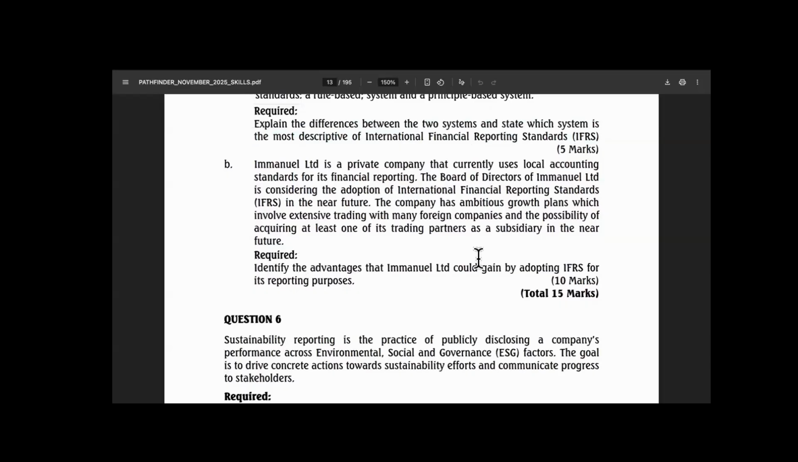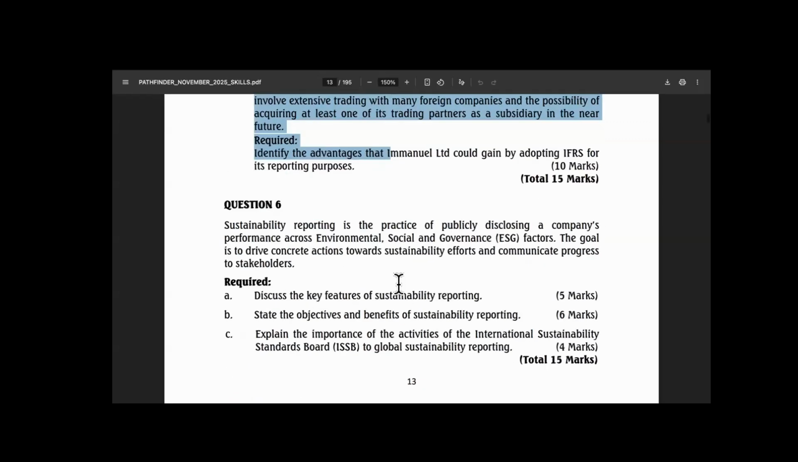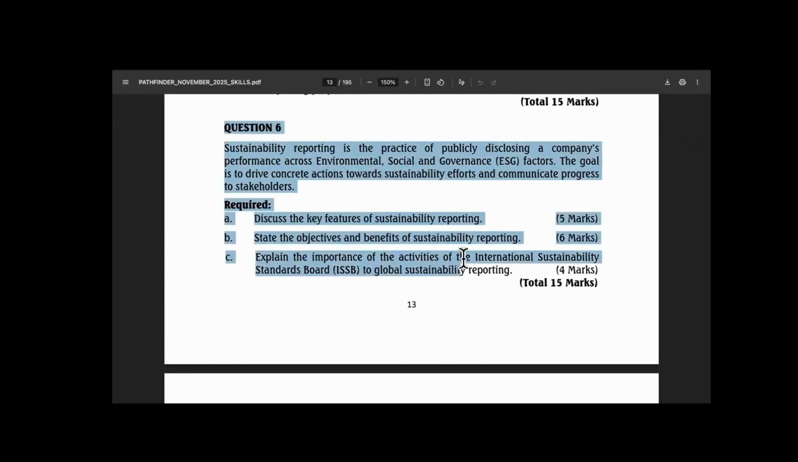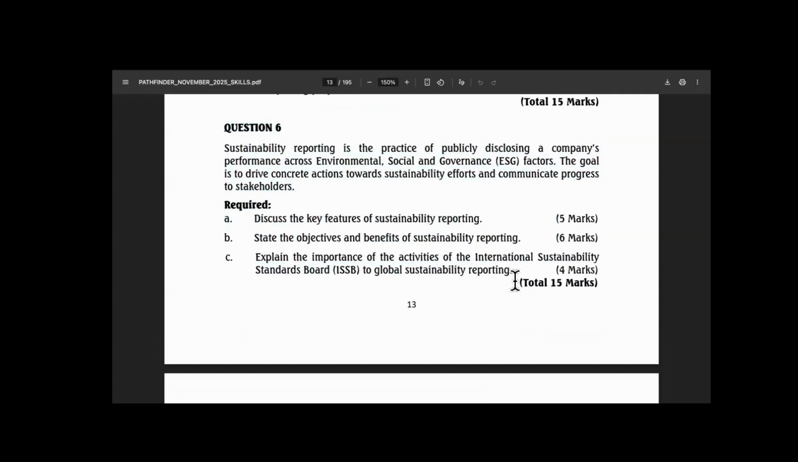So again, advantages of adopting IFRS. This is like advantages of a principle-based reporting system. That's what they're asking here. And sustainability. I want to teach you sustainability reporting next week. You see here it's 15 marks.